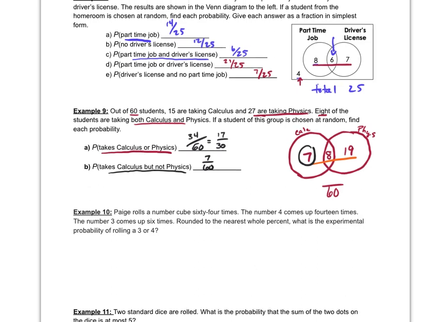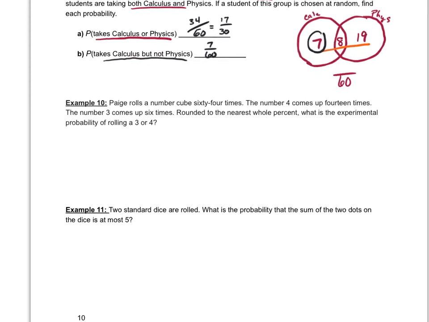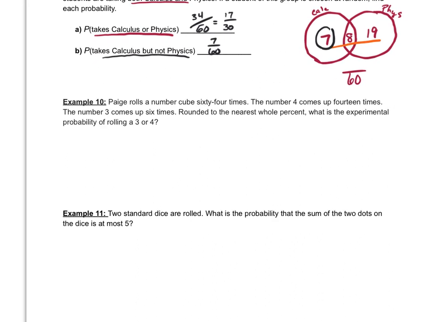Just keep on rolling with these examples. Page rolls a number cube 64 times. Okay, so there's our total trials. The number 4 comes up 14 times, okay? And then the number 3 comes up 6 times. Rounded to the nearest whole percent, what is the experimental probability of rolling a 3 or a 4?